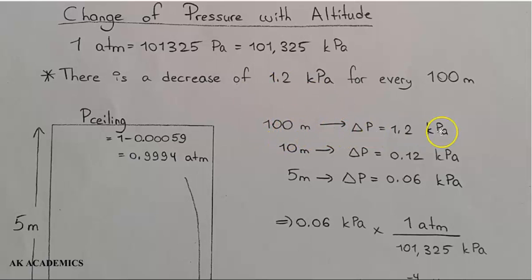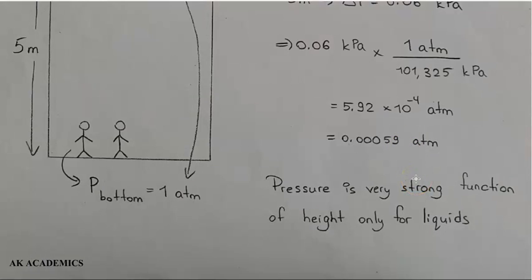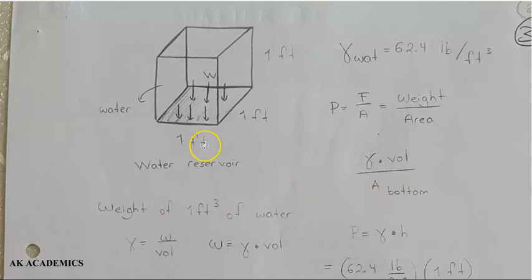You will notice here that at height 100 meters, the change in pressure is about 1.2 kilopascal. When it comes down to 10 meters, it is 1.2 kilopascal. When it comes down to 5 meters, you will see that the pressure has reduced drastically to about 0.06 kilopascal. This is just to give you an idea of what happens to pressure when we vary the height. So pressure is a very strong function of height only for liquids. Pay attention to that.